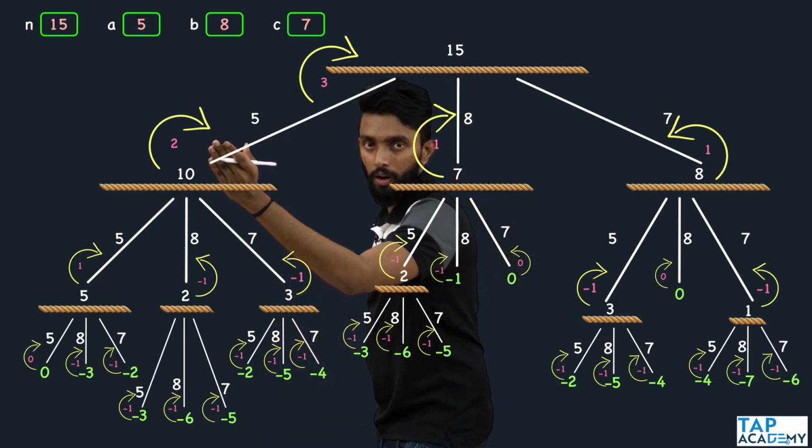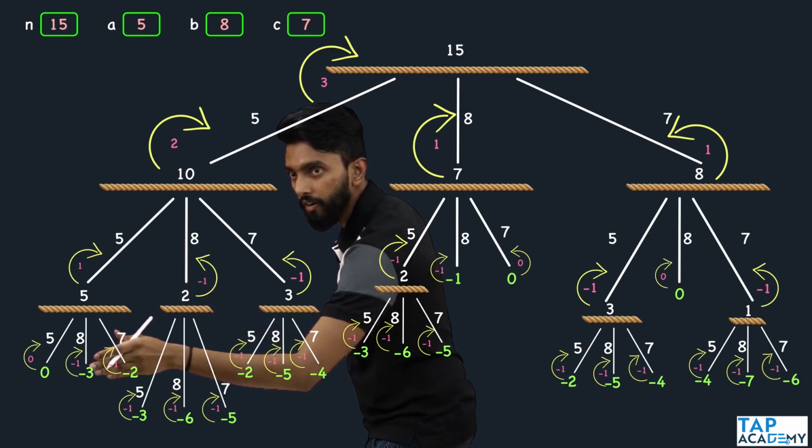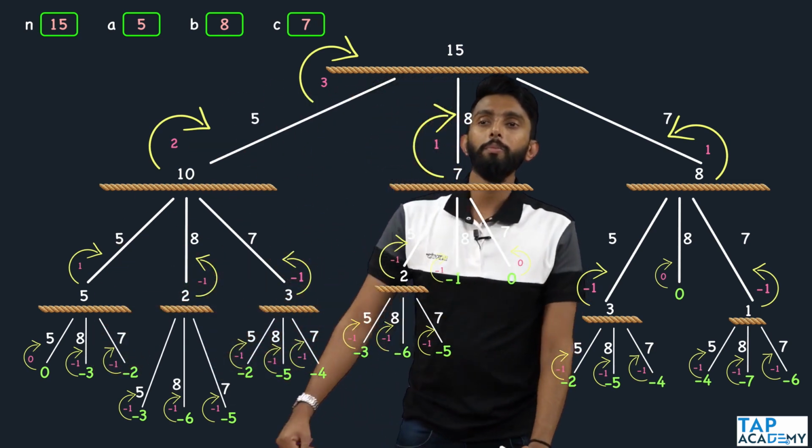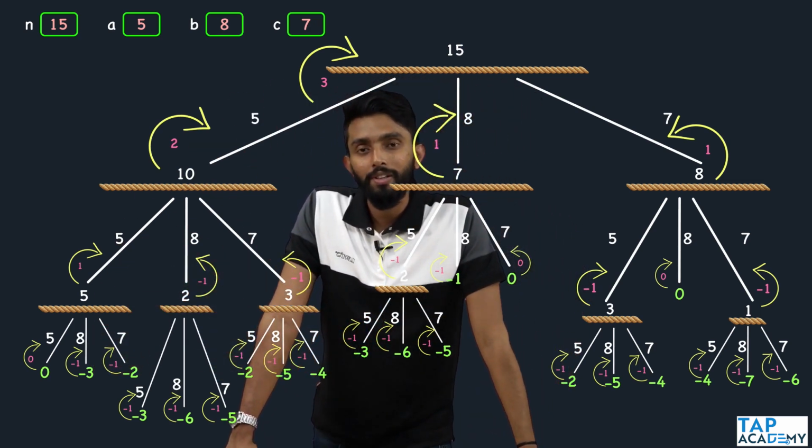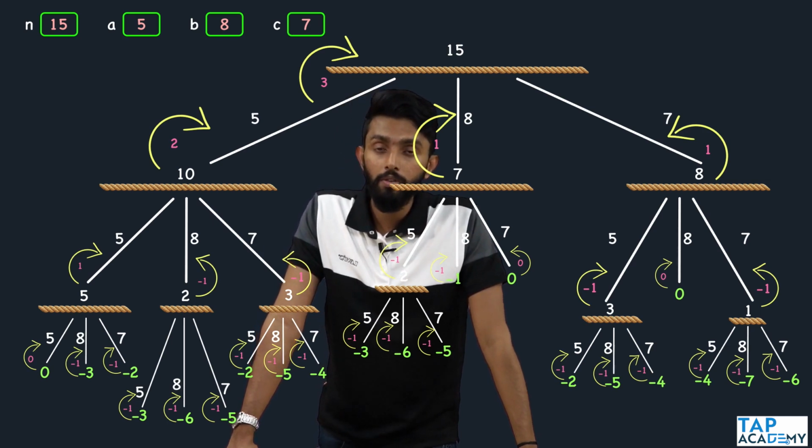15, 5 first cut, 5 second cut, 5 third cut. Totally 3 pieces. Any confusion till this point of time? So this is how it recursively works.